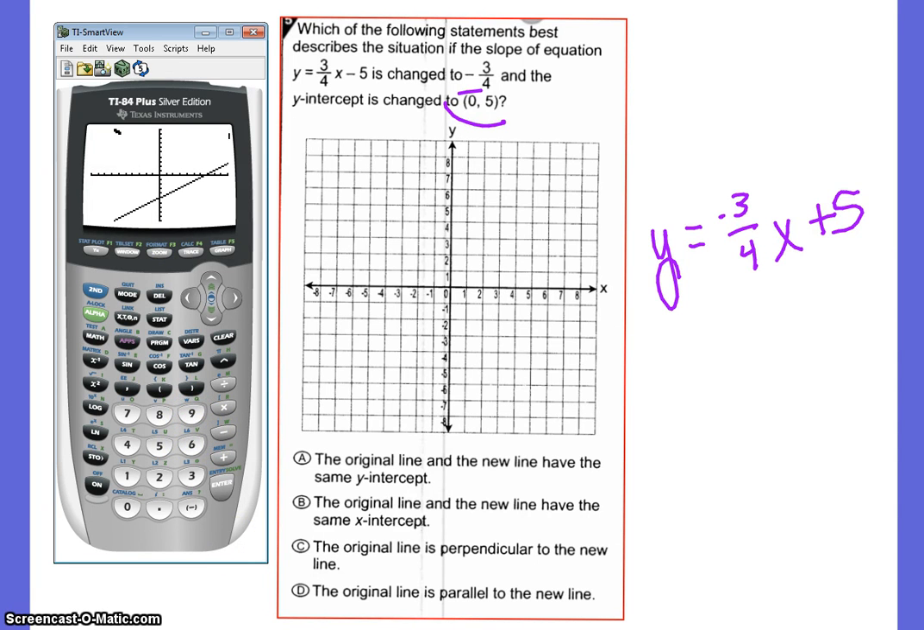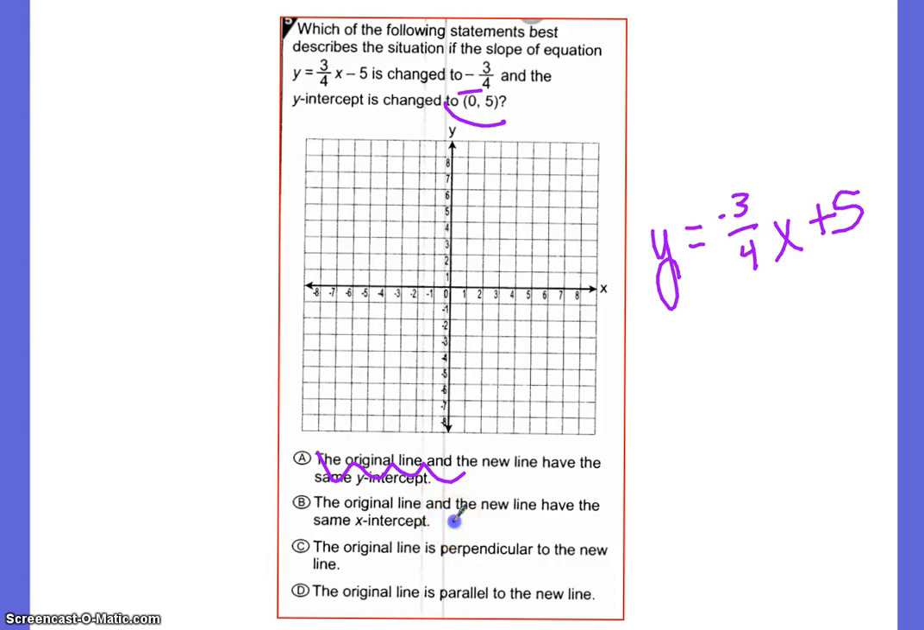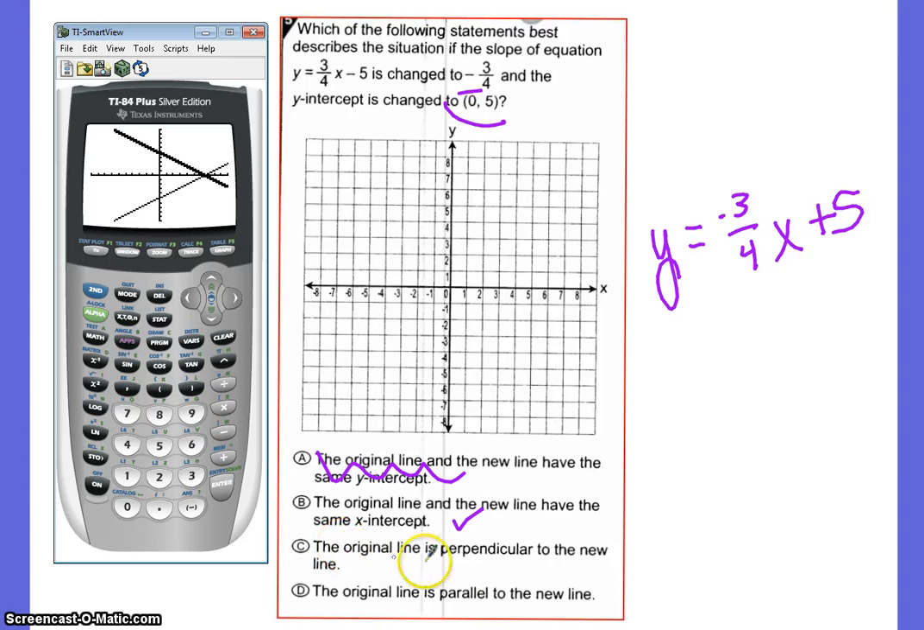There's my first one, the original one, and then here comes my new one. So the original line and the new line have the same y-intercept. Do they cross the y-axis at the same place? No, they don't. So that's not going to be it. The original line and the new line have the same x-intercept. Well, do they cross the x-axis at the same place? It looks like it.